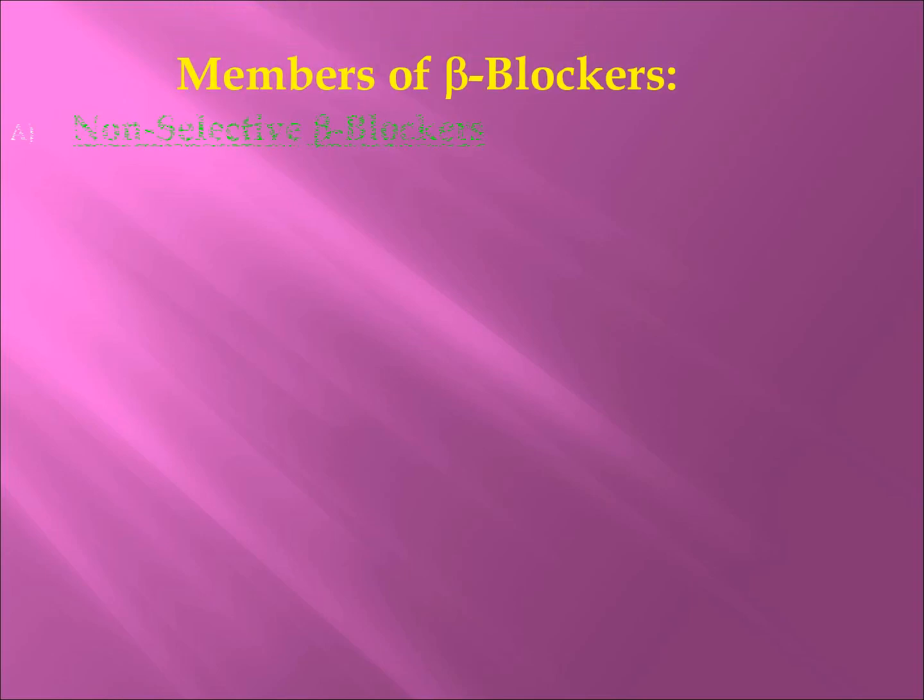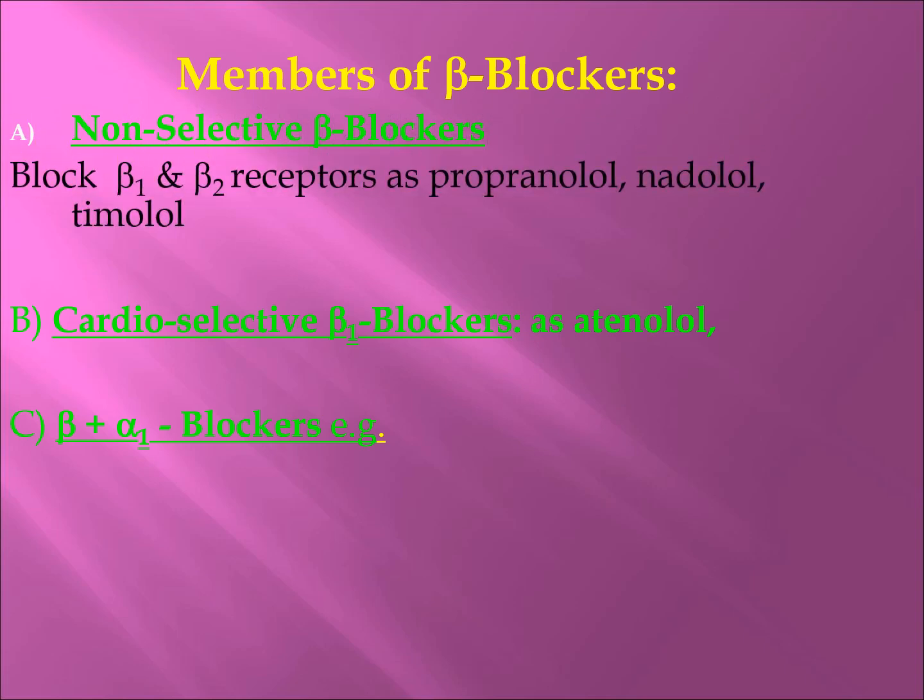Members of beta blockers: we have non-selective beta blockers, we have cardioselective beta-1 blockers, and we have alpha and beta blockers. Non-selective beta blockers block beta-1 and beta-2 receptors, such as propranolol and timolol. They should never be used in asthmatic patients. Cardioselective drugs block beta-1 more than beta-2, such as atenolol. We have drugs which block both alpha and beta receptors, which is labetalol.